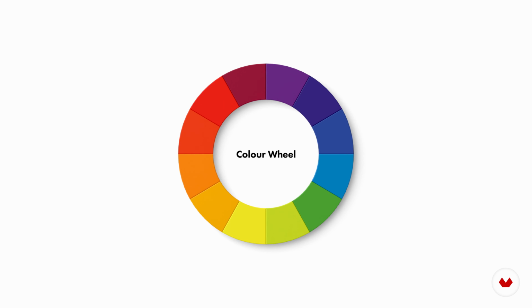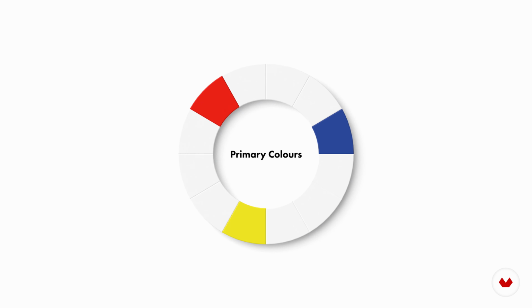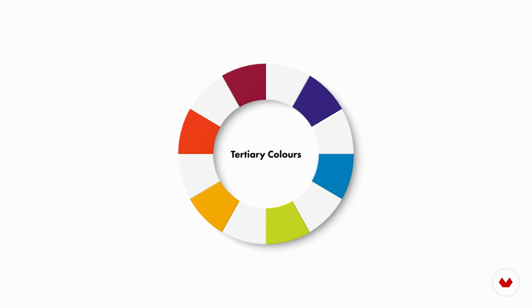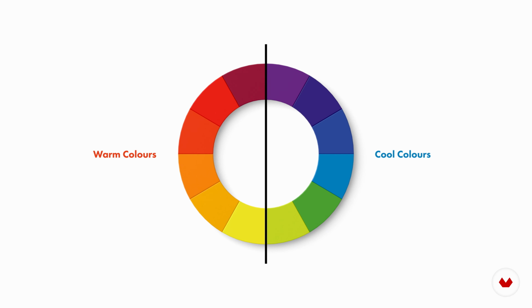The color wheel was created in 1666 by Sir Isaac Newton and is used to find harmony in color combinations. The wheel is made up of primary colors, secondary colors, which are colors created from mixing primary colors, and tertiary colors, which are colors created from mixing primary and secondary colors. The color wheel is also divided up into warm and cool hues, which is useful for expressing specific emotions.